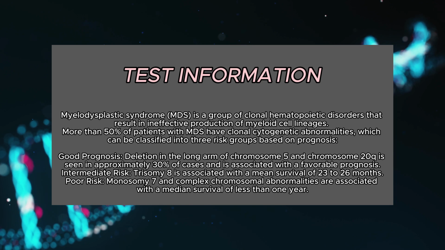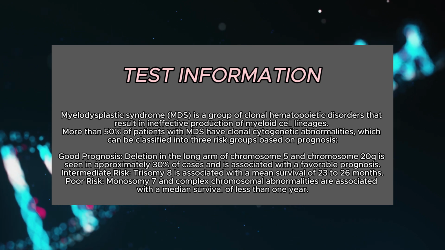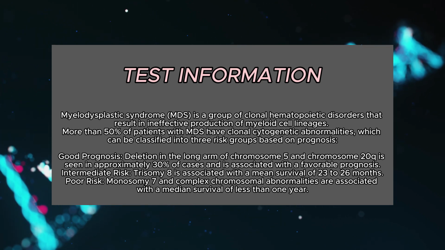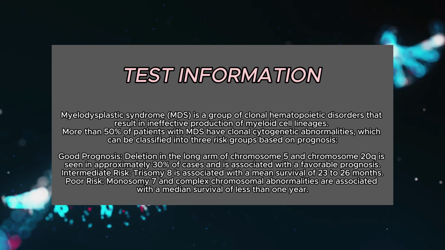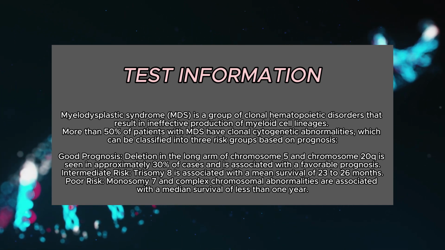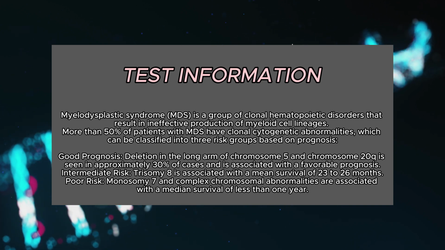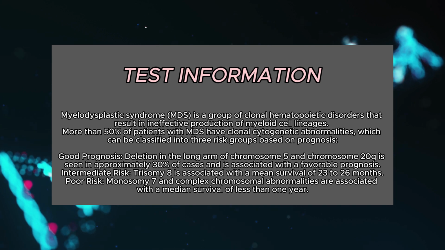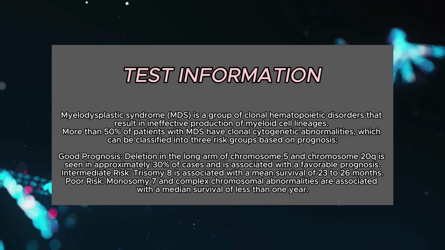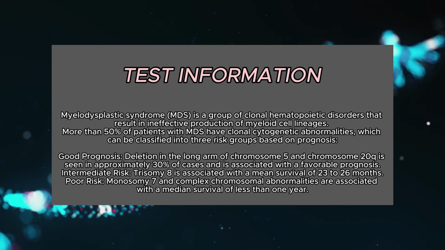cell lineages. More than 50% of patients with MDS have clonal cytogenetic abnormalities, which can be classified into 3 risk groups based on prognosis. Good prognosis. Deletion in the long arm of chromosome 5 and chromosome 20q is seen in approximately 30% of cases and is associated with a favorable prognosis.